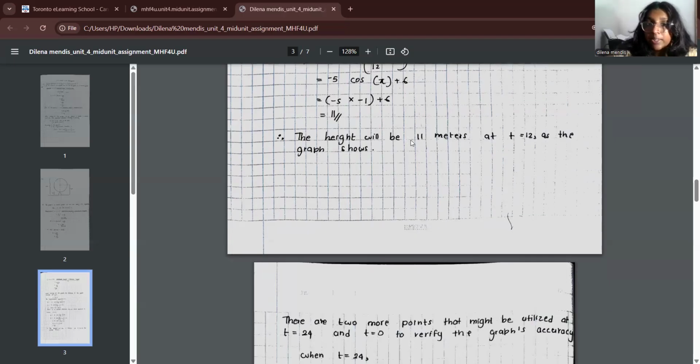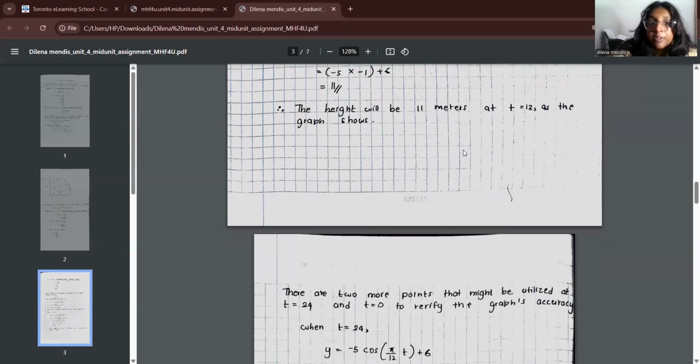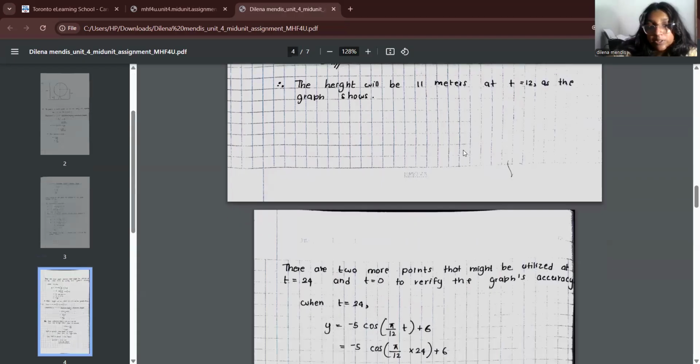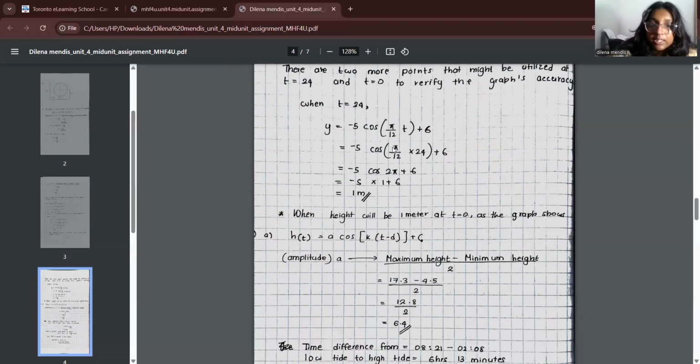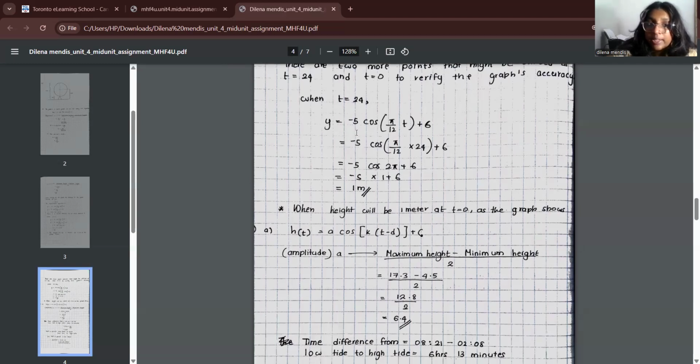The height will be 11 meters at t equals 12, as the graph shows. There are two more points that might be utilized, at t equals 24 and t equals 0, to verify the graph's accuracy. When t equals 24, y equals minus 5 cos(5/12 t) plus 6.